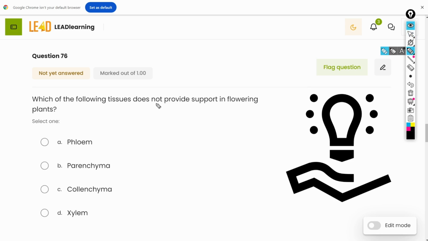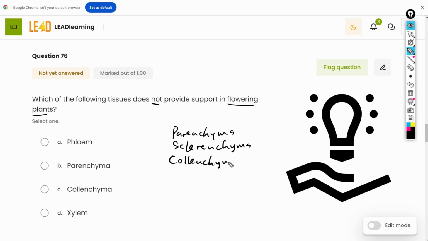Question 76. Which of the following tissues does not provide support in flowering plants? Flowering plants are also called herbaceous plants. Now, flowering plants, the 4 supporting tissues, parenchyma, sclerenchyma, collenchyma, and xylem vessels are found in herbaceous or flowering plants, and they are all supporting tissues.